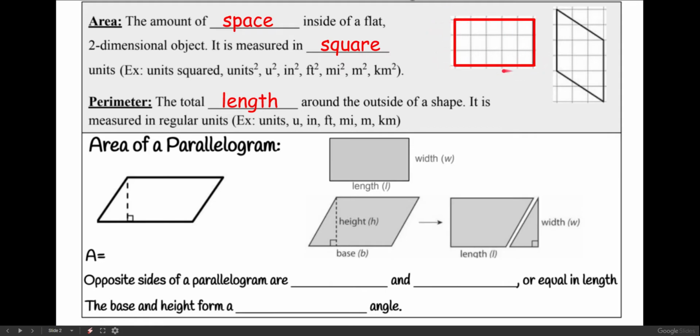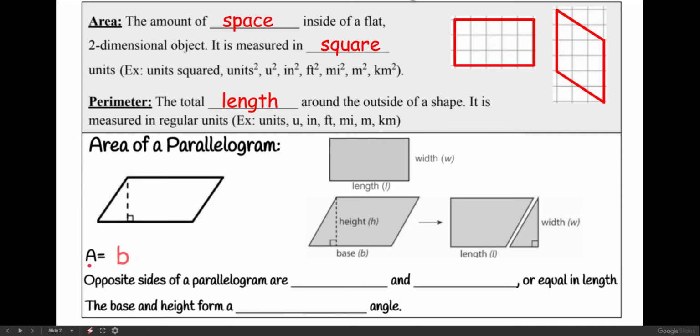16 units long, whereas the area was 15 square units because there were 15 squares inside. And you could also find the perimeter of this as well, although it's complicated when we've got these two slanted sides and I can't really figure out how long those are. Anyhow, let's look at the area of a parallelogram formula.